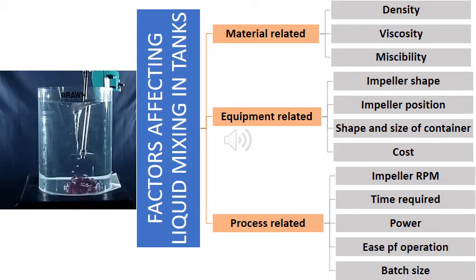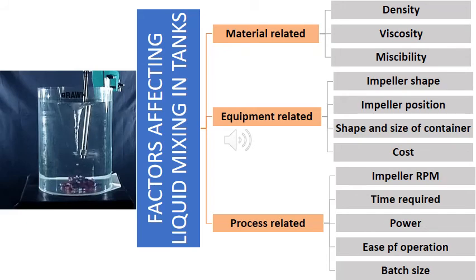Here is a list of factors which affect liquid-liquid mixing in tanks. First category is material related, then equipment related, and then process related. Under material related, what are the features of material that will affect the liquid-liquid mixing? One is density. For example, we discussed in turbine impellers that they are used for the mixing of highly viscous liquids. Then is miscibility, because this is a monophasic chapter, not a biphasic chapter. We are talking only about the mixing of miscible liquids. There are different mixers for suspensions and emulsion mixings.